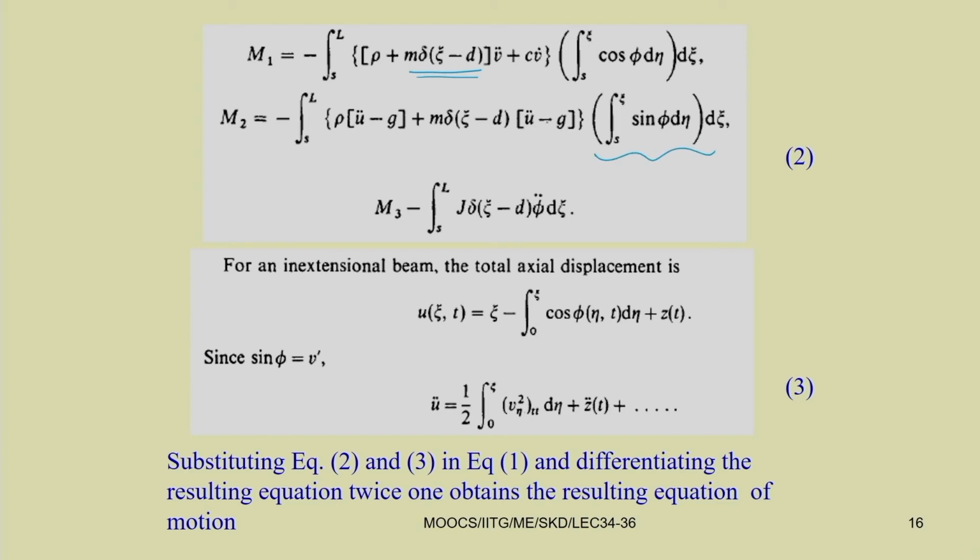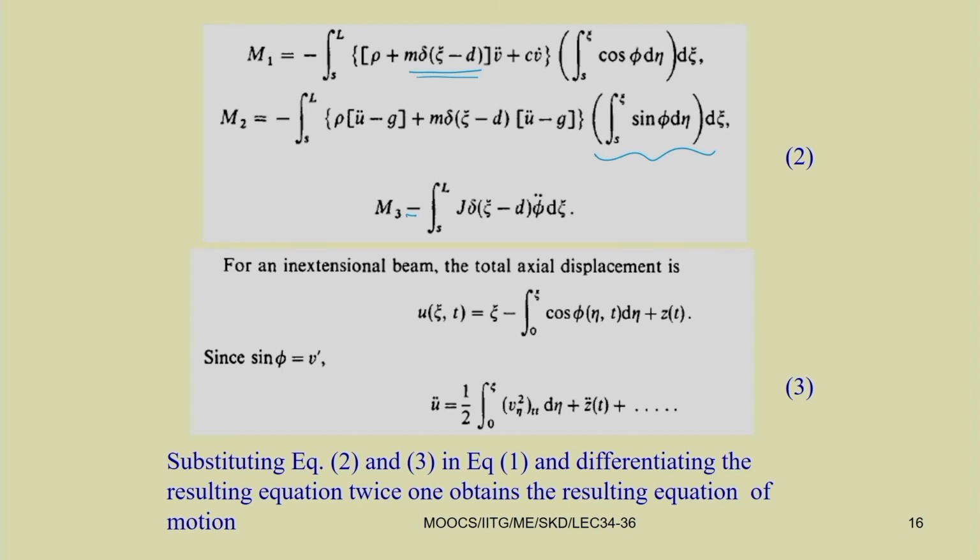So, the first part is the force acting on that small element, and integration will give us the length of the portion from S to L for which we are finding the moment. So, this distance equals d zeta into integration S to zeta sin phi d eta. So, m 3, that is due to the inertia part, rotary inertia. So, m 3 equals integral S to L of j delta zeta minus d phi double dot d eta, for an inextensional beam. So, considering the inextensional condition, that means there is no extension of the beam.